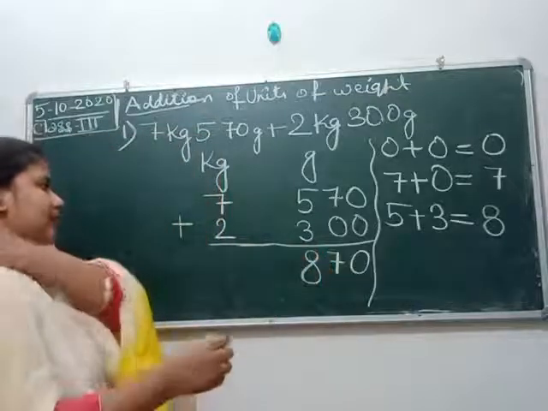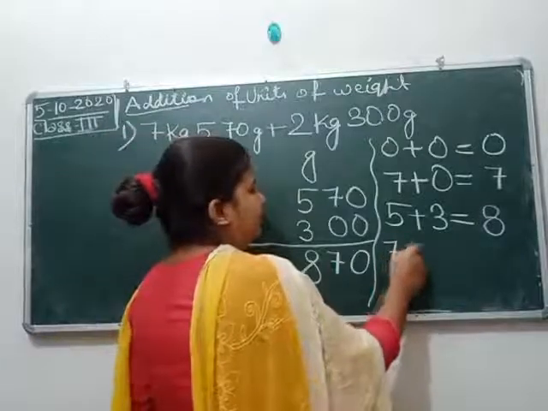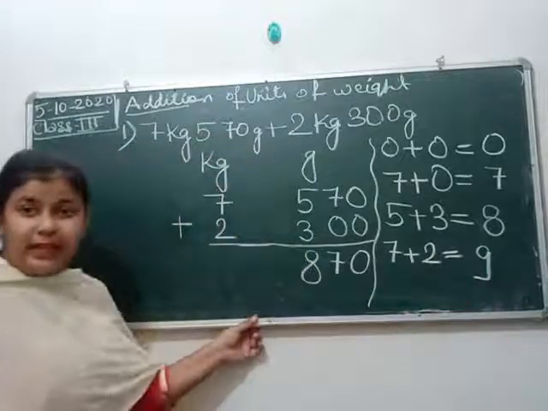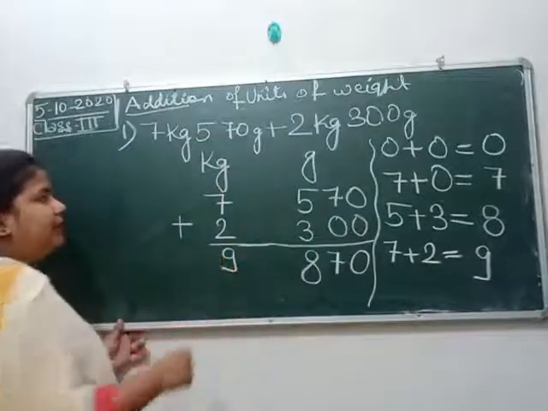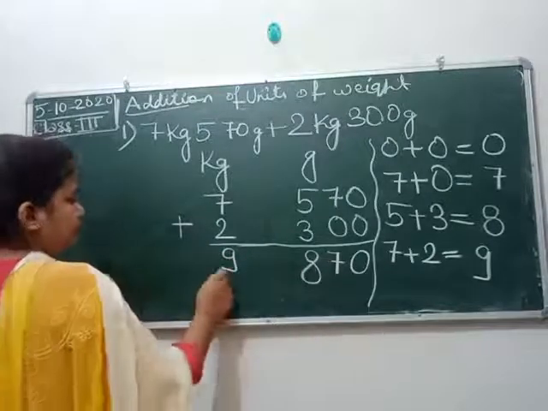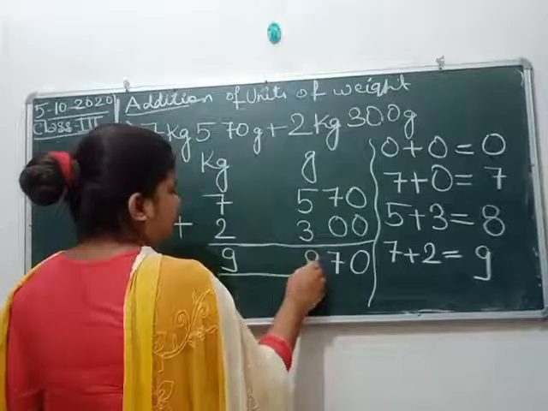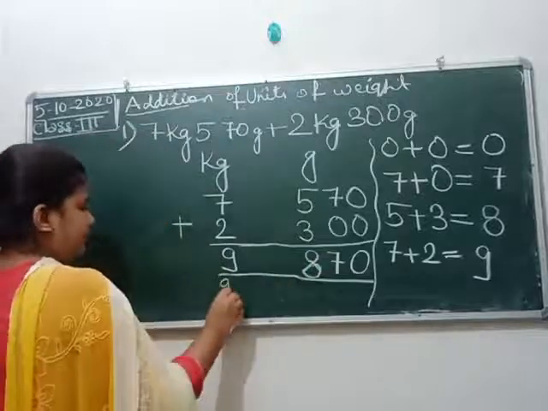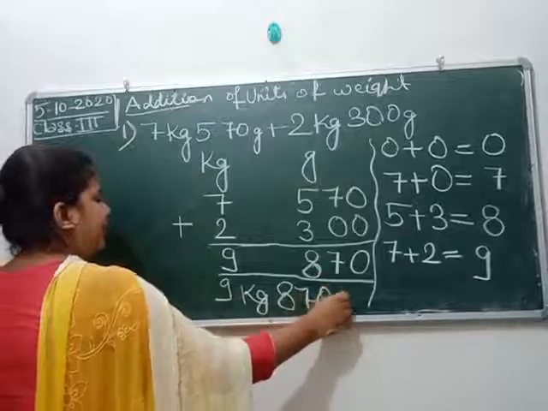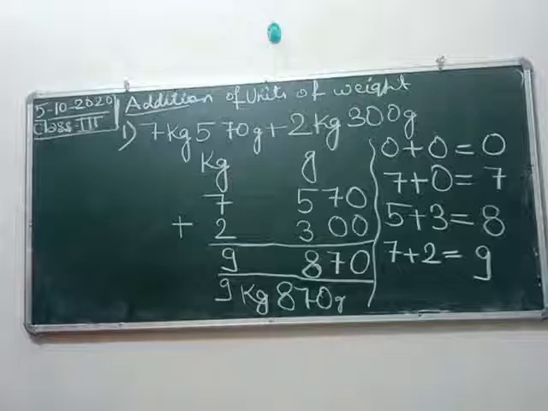Now next is 7 plus 2. 7 plus 2 is equal to 9. Now our answer for this question is 9 kg 870 gram. Okay, note it down. Come on, note it down.